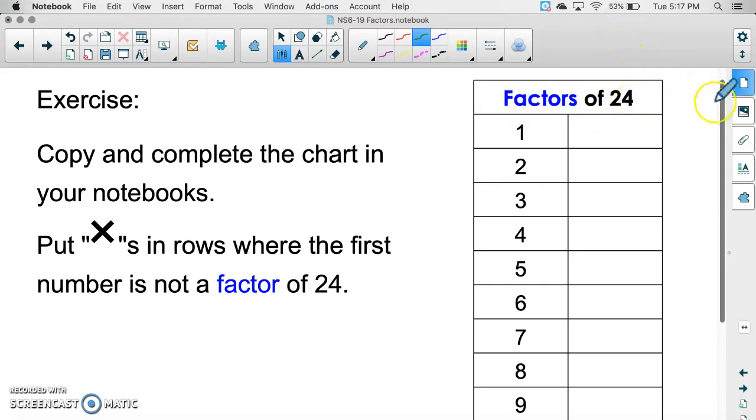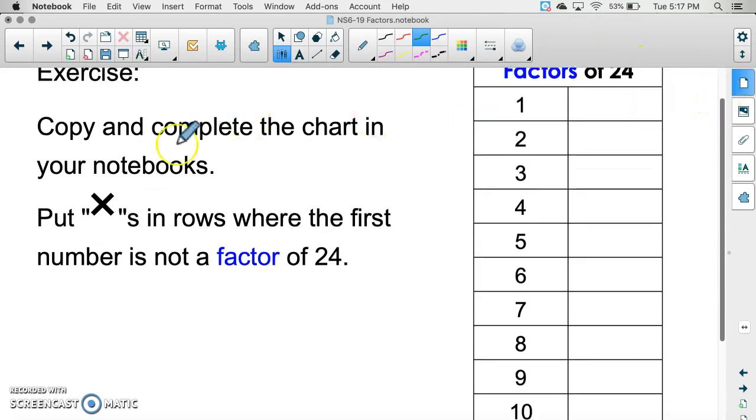So we're going to put X's in all the rows where the first number is not a factor of 24. So if we have 1, what can we multiply by to get to 24? Well, we can multiply 1 times 24 to get to 24. 2 times what is going to give us 24? 2 times 12 is. We also know that 3 times 8 will give us 24, and we know that 4 times 6 will give us 24.